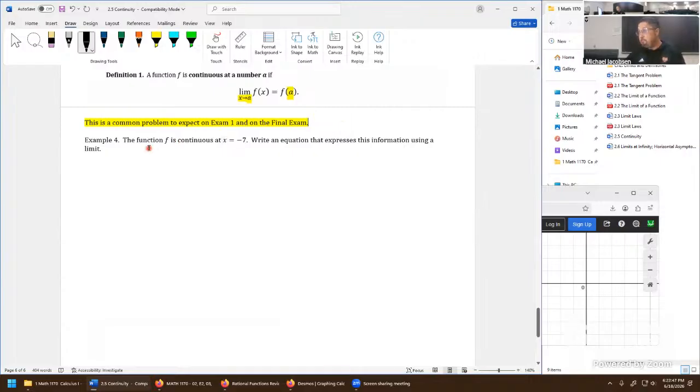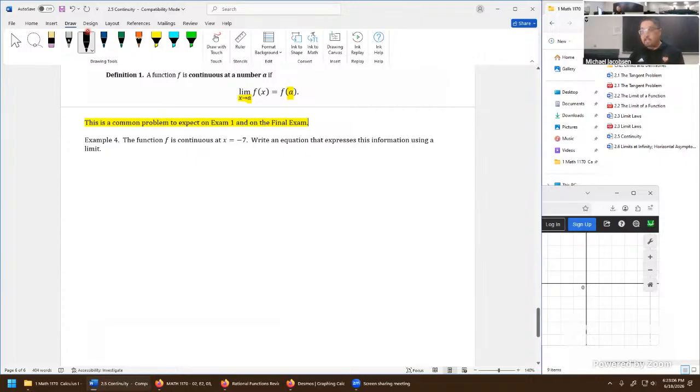It starts off with just this information. A function f is continuous at a number -7. Write an equation, so there has to be equality somewhere, that expresses this information using a limit.